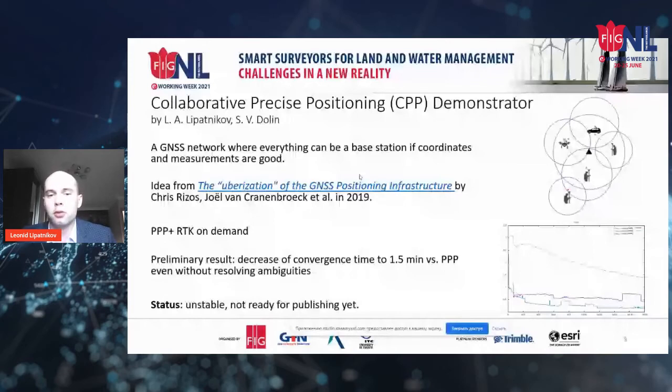What we achieved up to now is shortening convergence time in PPP to a couple of minutes, even without ambiguity fixing. Resolving and fixing ambiguity in PPP with the same additional information is the next step. So the main principle of this is PPP plus RTK on demand.